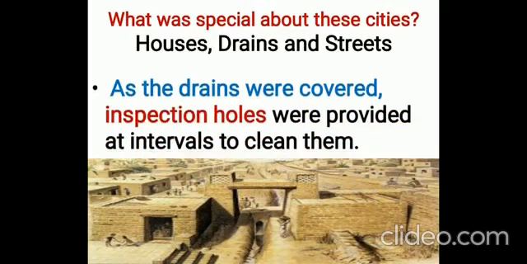As the drains were covered, inspection holes were provided at intervals to clean them. So, as the drains in the city were covered, there were some inspection holes, some open areas, from where all the garbage was taken out when it blocked the drainage system.